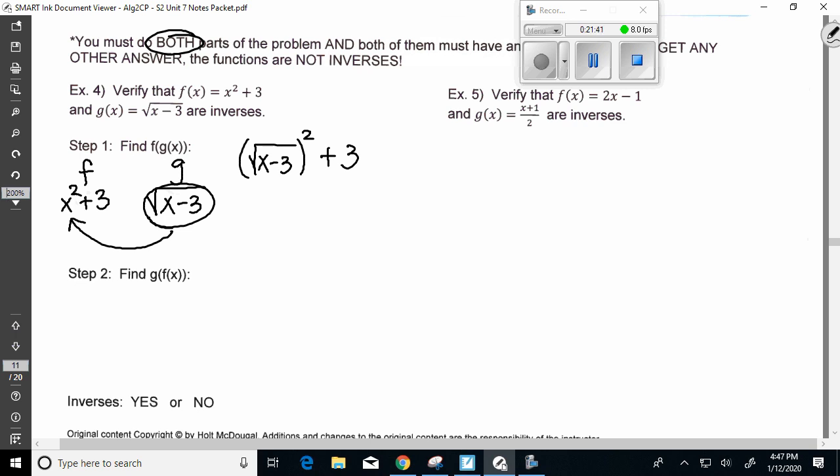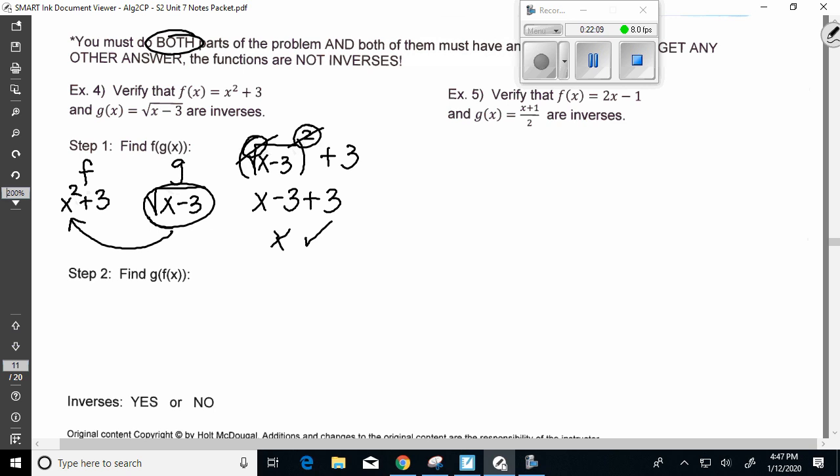So now think about your opposites. A square and a square root are opposites of each other. They cancel out. So that gives you x minus 3 plus 3. Combining like terms, negative 3 plus 3 is 0. So that's x. That checks out. So step 1 checks out.